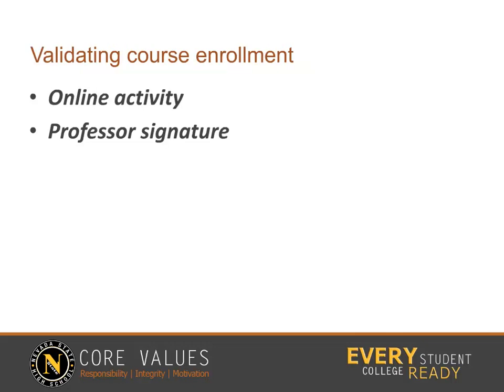Now that you understand how to prepare your form, the next step is validating course enrollment. This is done by proving that you have been active in your college classes during the established count week dates. There are 2 ways to validate your activity in the course. The first option is to show online activity in the course. This is done by printing off screenshots of your activity and submitting them with your Count Day form. The other option is obtaining a professor's signature on the actual Count Day form. Let's see how to do both of these. Click to the next slide when you are ready.